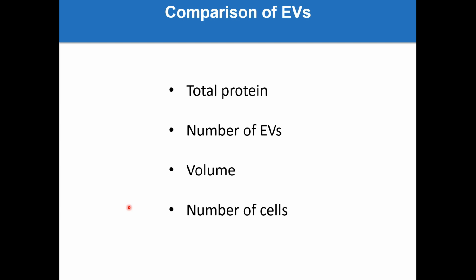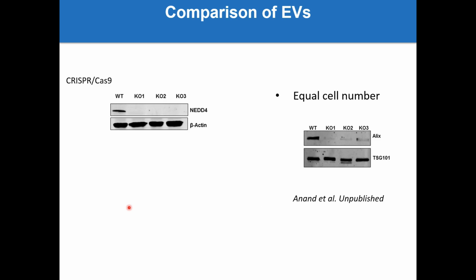So in that case, what you do is you normally normalize by total protein. That's what you normally see. Most of the researchers normalize their EVs based on total protein amount, but you can also normalize by total number of EVs, right? The protein concentration and the RNA concentration can change. You can also normalize by volume or the number of cells. So the most preferred way one would do is normalize by protein.